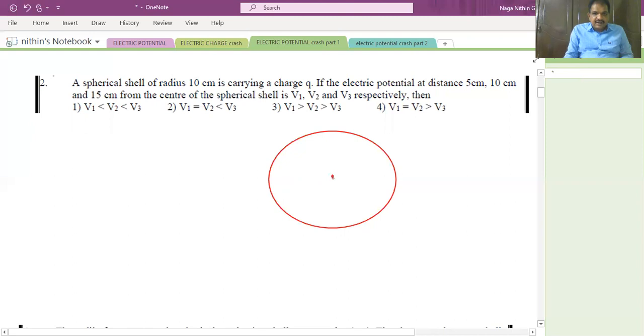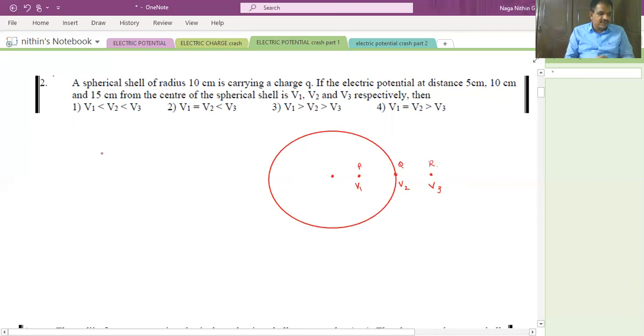This is the center of the sphere. So at 5 centimeter, next at 10 centimeter, at 15 centimeter. So inside will be 5, the surface will be 10, and the outside will be 15 centimeter. So here potentials are V1, here potential is V2, here potential is V3. What is the relation between the potentials?